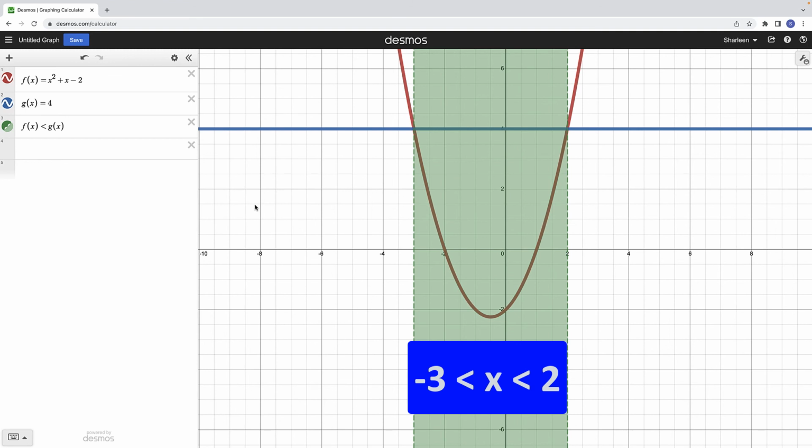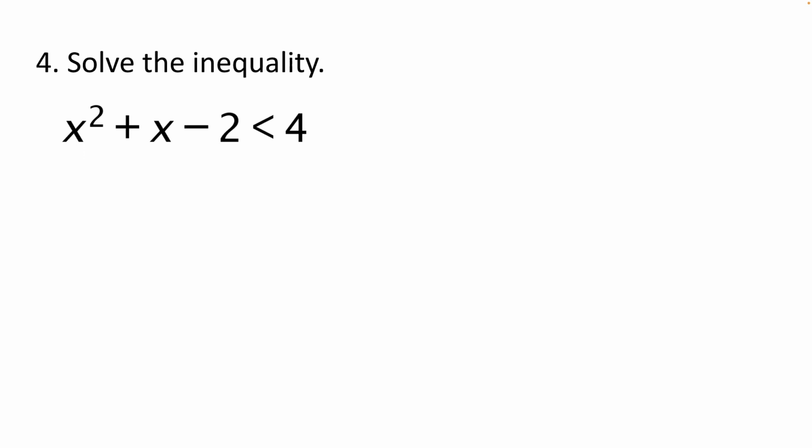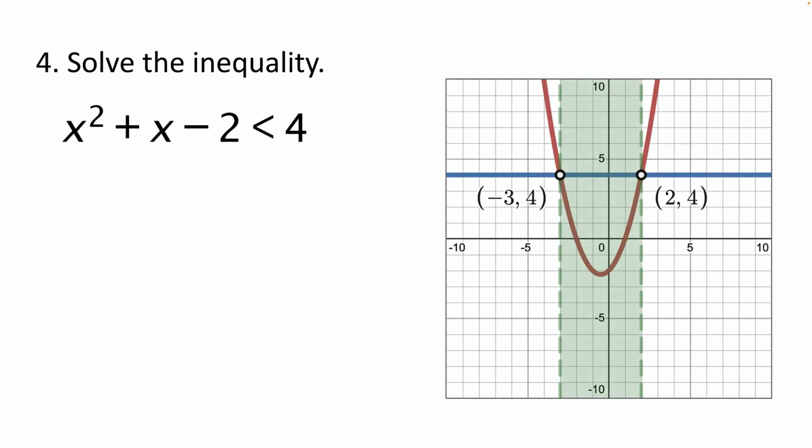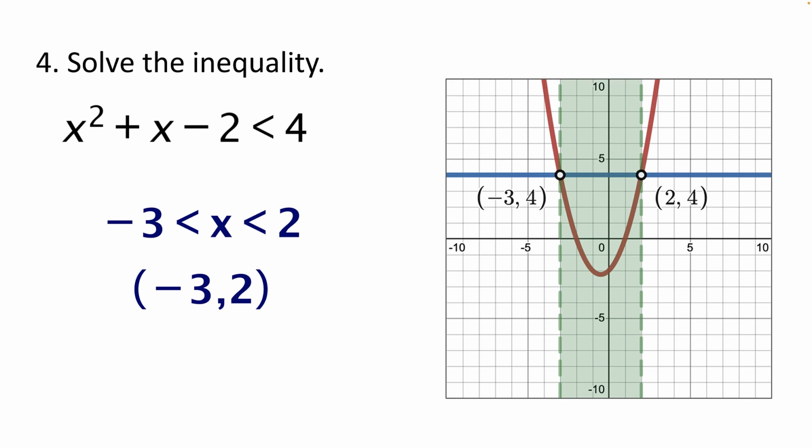We're looking for x values between -3 and 2, except this time we cannot include -3 or 2. We found the solution to x squared plus x minus 2 is less than 4 includes a similar region for x values between -3 and 2, except we cannot include -3 and 2. So we would write this in interval notation as from -3 to 2 with round parentheses on both -3 and 2 to exclude those points.